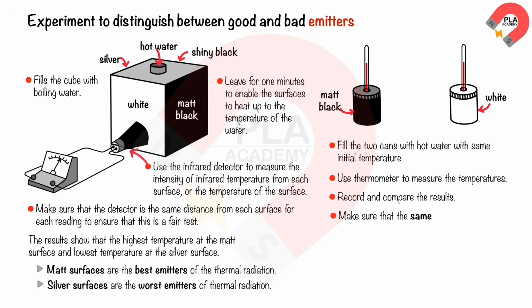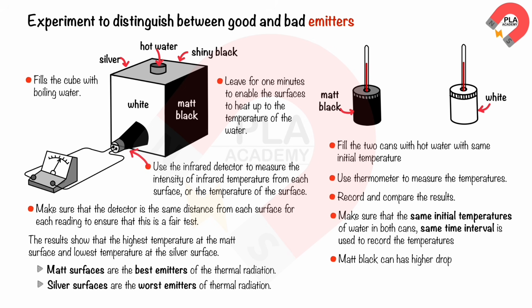Make sure that the initial temperatures of water in both cans are the same. The same time interval is used to record the temperatures. This ensures a fair test. The matte black can has a higher drop in temperature than the white can at the same interval. This shows that the matte black surface is a good emitter.